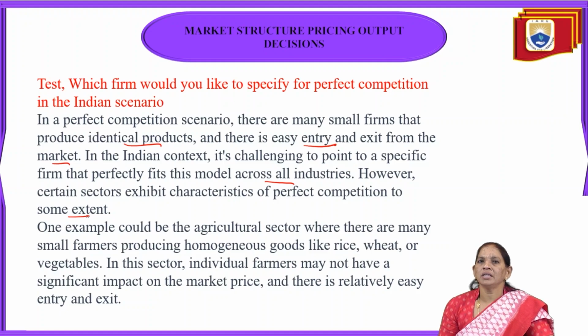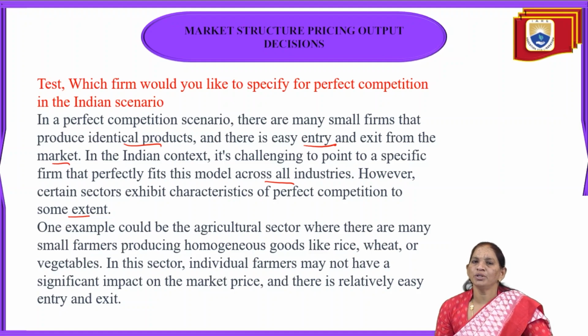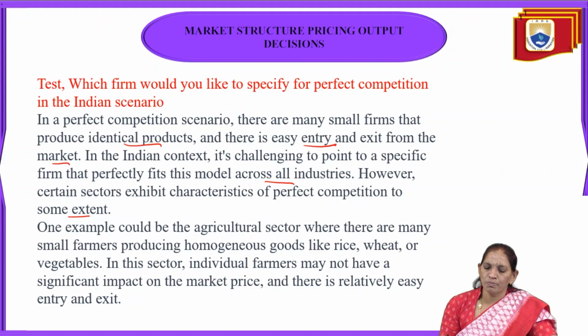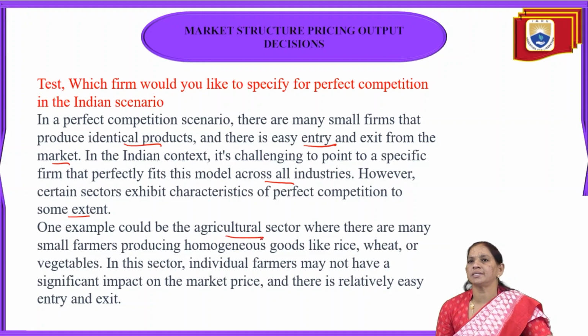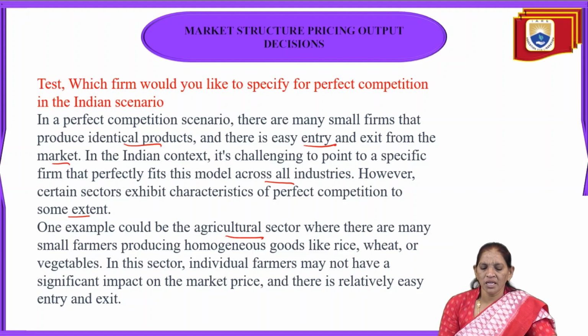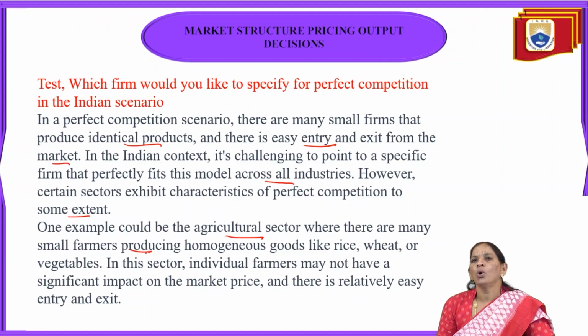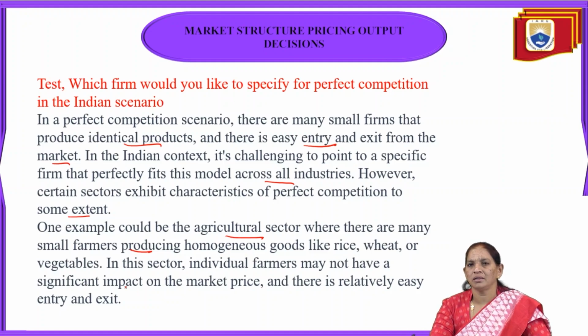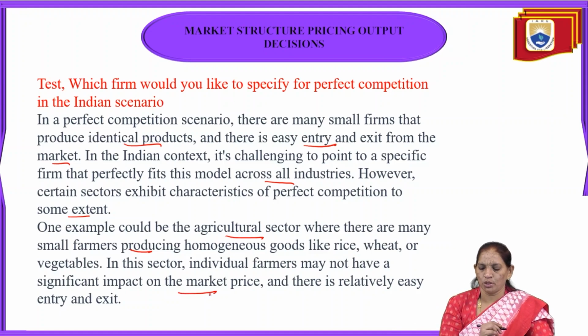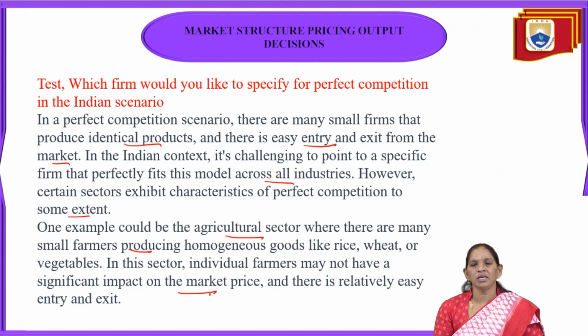The Indian sector exhibiting perfect competition is mainly the agricultural sector, where there are many small farmers producing homogeneous goods. In certain areas they will produce alike goods like rice, wheat or vegetables, and others. These individual farmers may not have a significant impact upon the market price, and it is relatively easy to enter and exit the market.